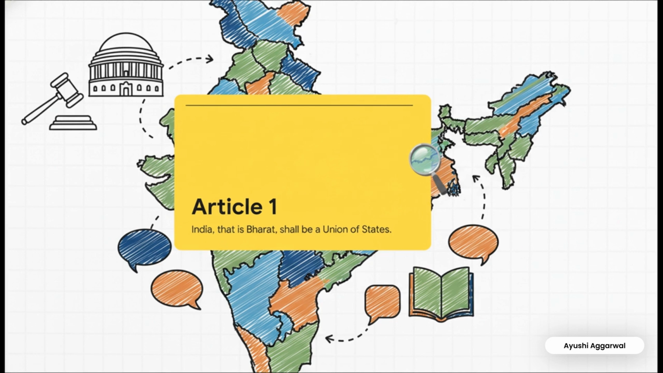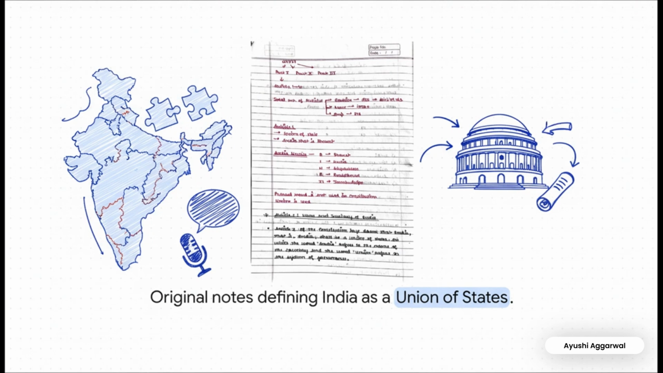First, the name of the country. Both India and Bharat are officially used. And second, the type of polity our country has. It's a union of states. And here you can see the actual source notes. Look closely, it's written right there. Article 1, Union of State, India, that is Bharat.